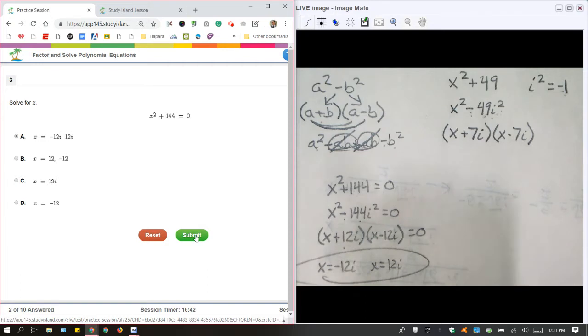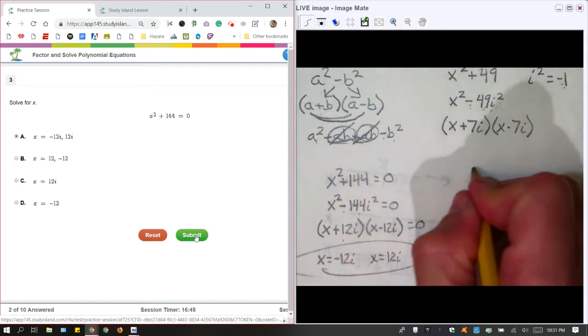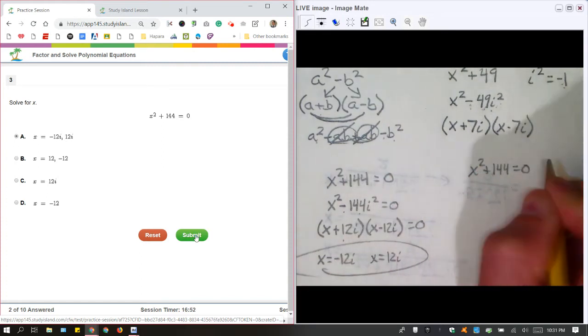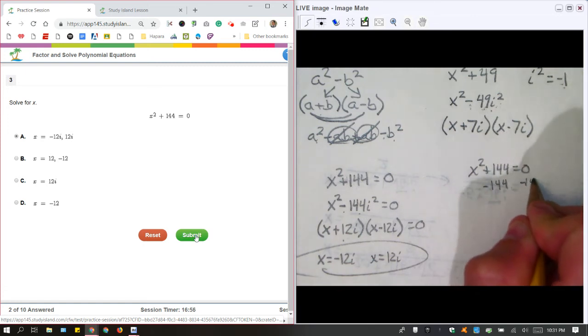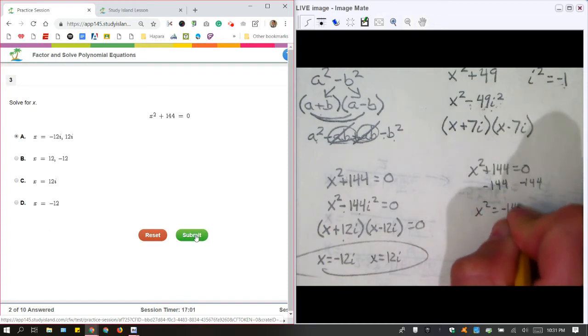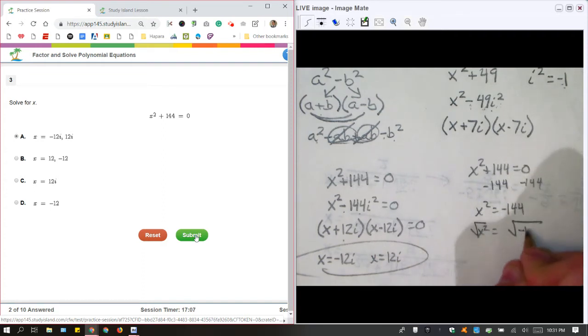Another way to do this equation, this may have been overcomplicating it a little bit. Let's just say we had x squared plus 144 equals 0, and we just subtracted 144 from both sides. That would give me x squared equals negative 144. And then I take the square root of both sides. The square root of x squared equals the square root of negative 144.